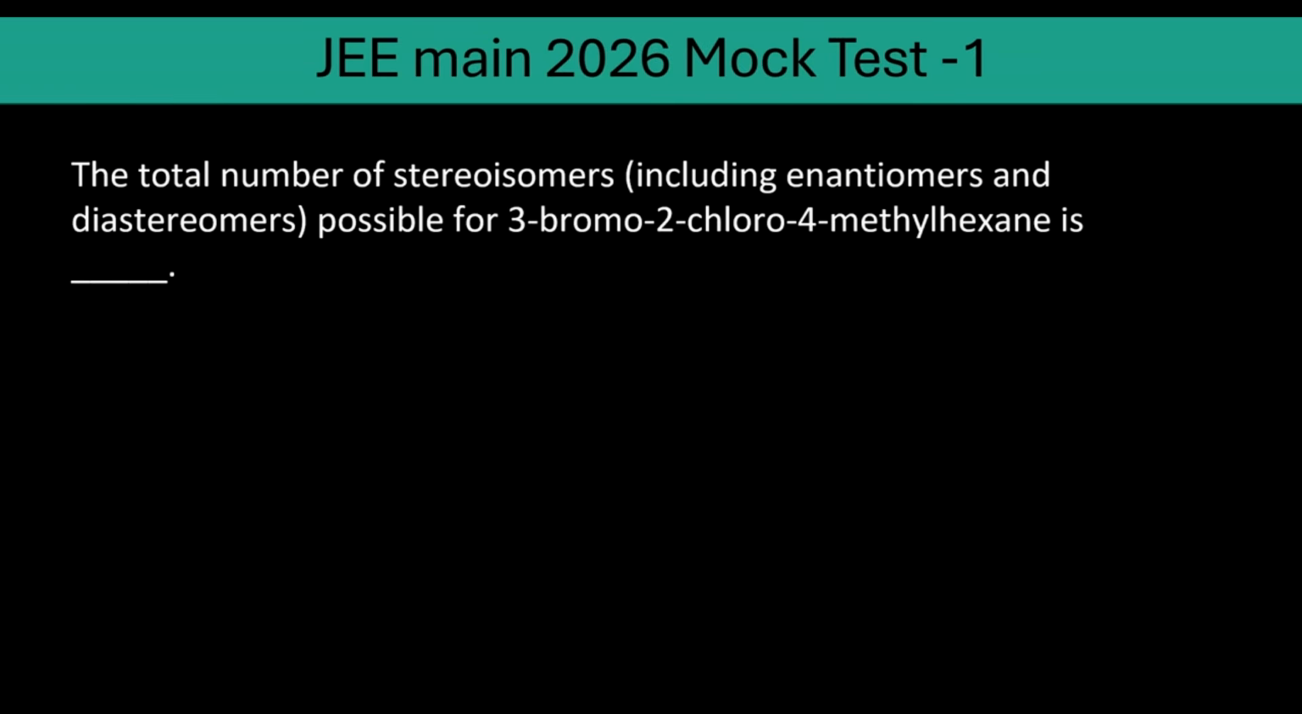Total number of stereoisomers possible for 3-bromo-2-chloro-4-methylhexane. This is hexane, 1, 2, 3, 4, 5, 6, 3-bromo, 2-chloro, 4-methyl hexane. So total number of stereoisomers here, this position is chiral, correct? This is also chiral. What about this? This is also chiral. So the chiral centers are 3.